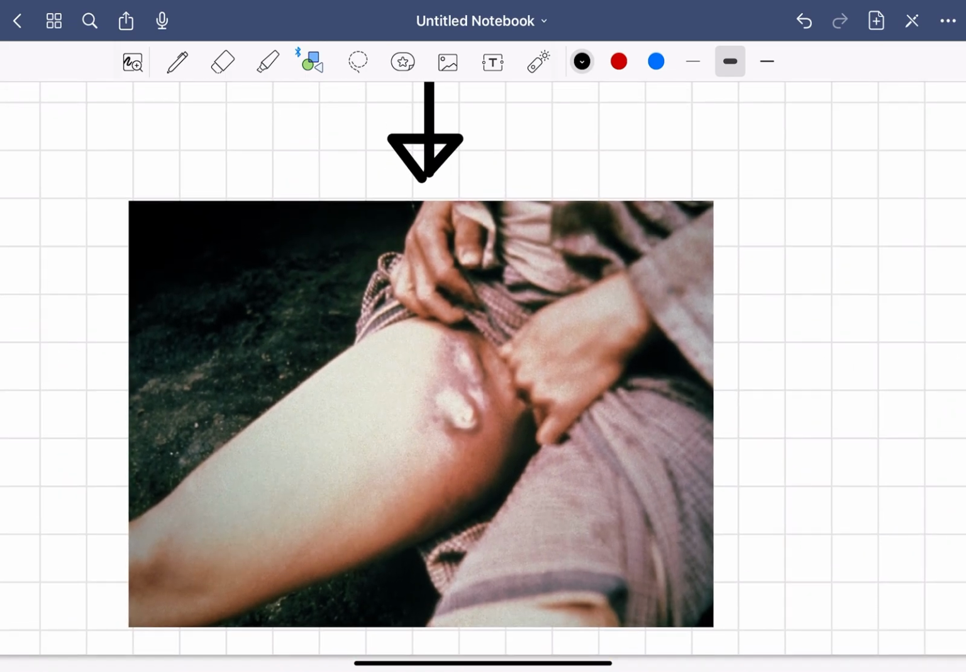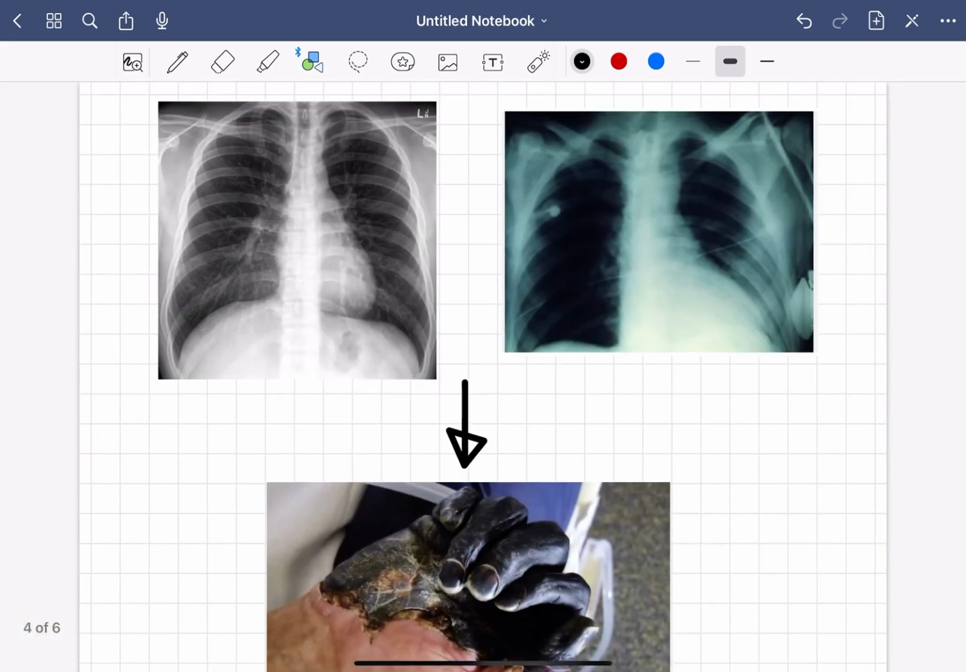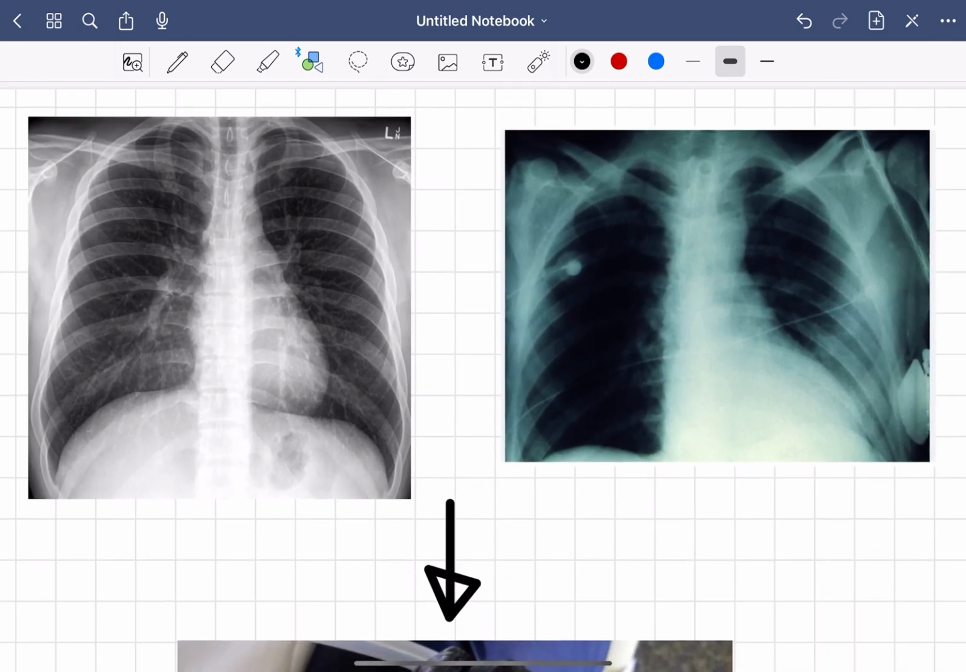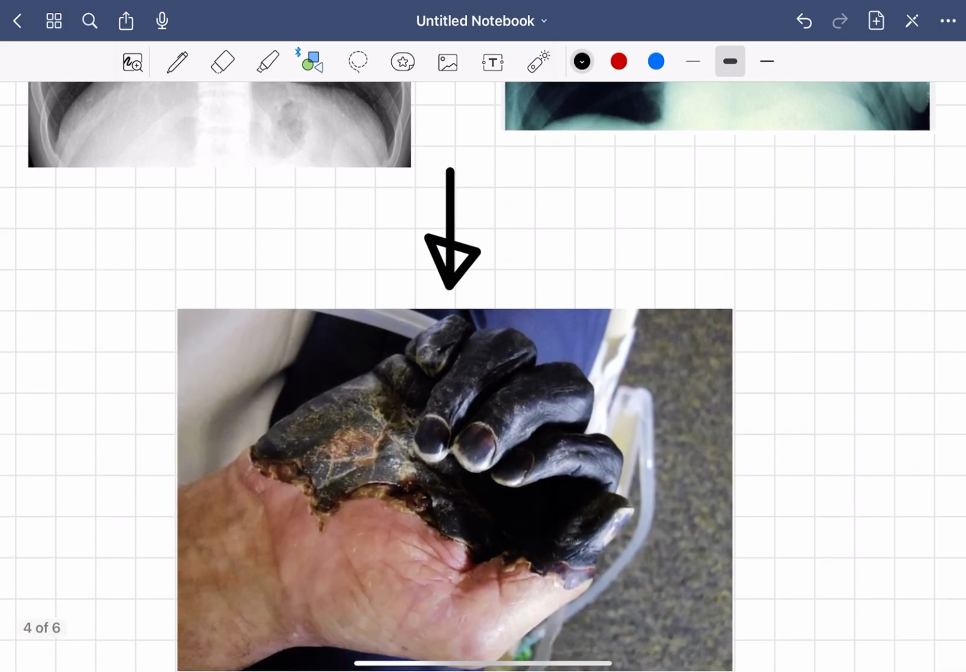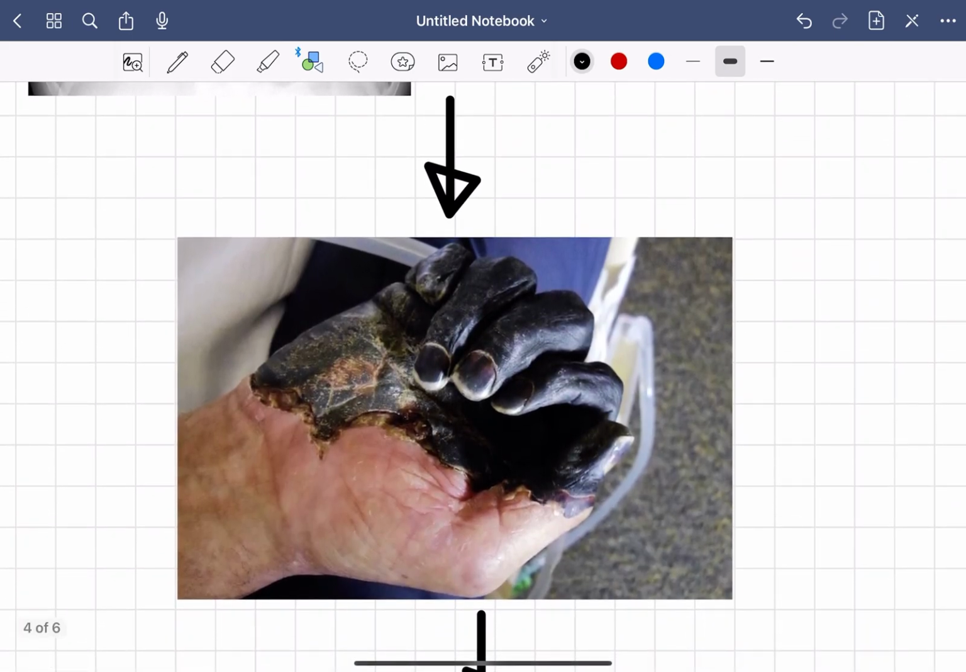So over here is a picture of bubos, or the swollen lymph nodes. And the next page is a picture of pneumonic plague. On the left hand side is a picture of a set of healthy lungs, and on the right side is a set of unhealthy lungs. Down here is gangrene, which is a side effect of the plague, and that is basically the deterioration of the tissues.